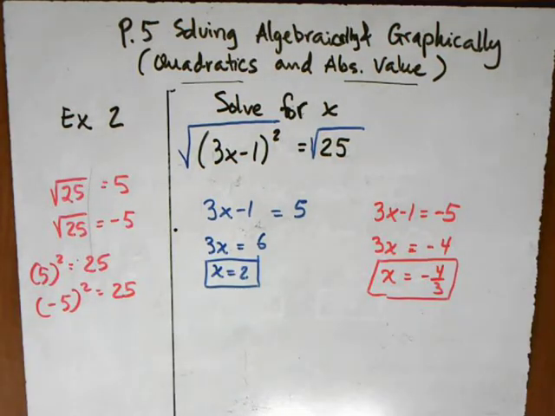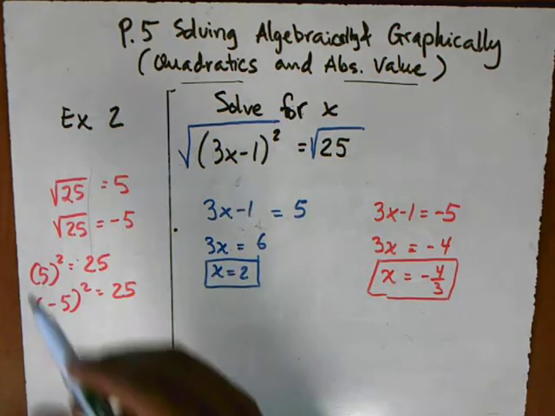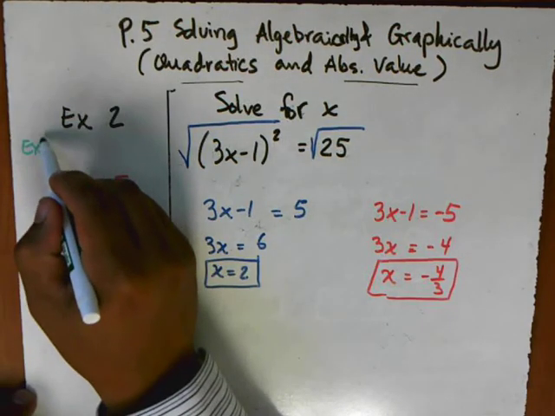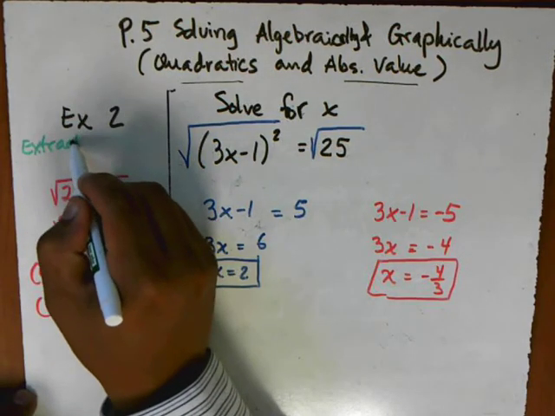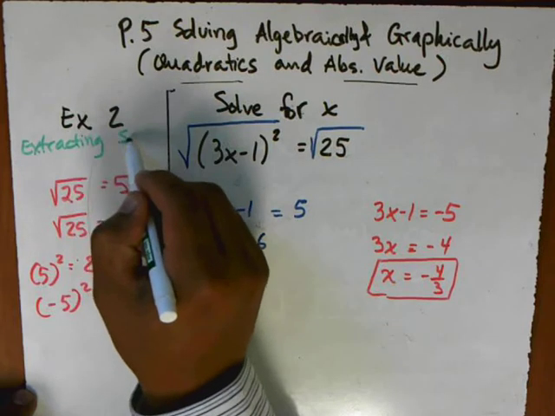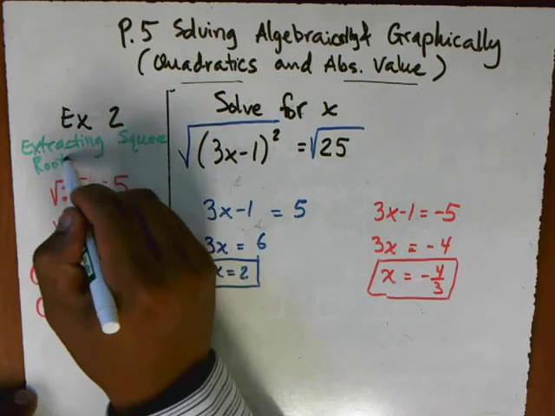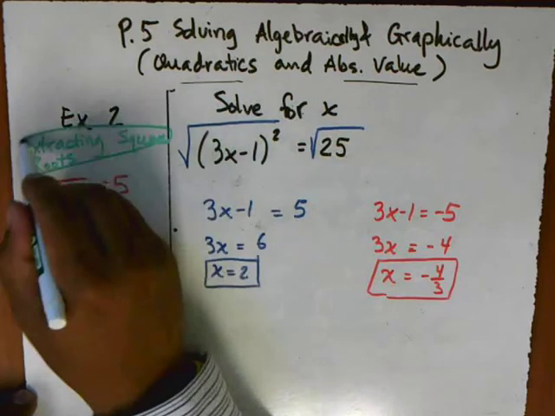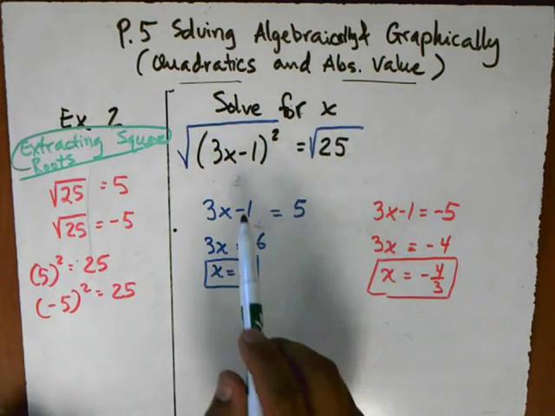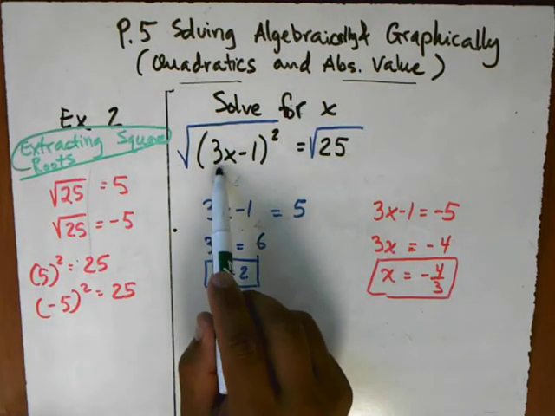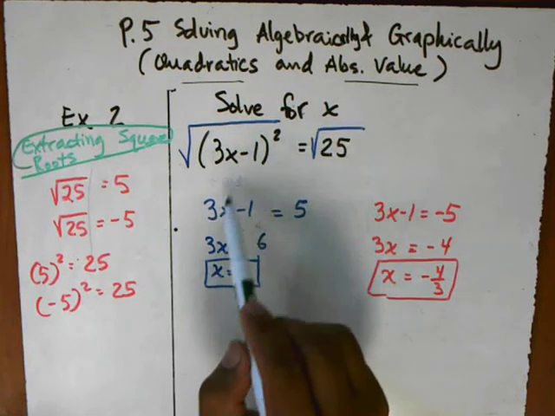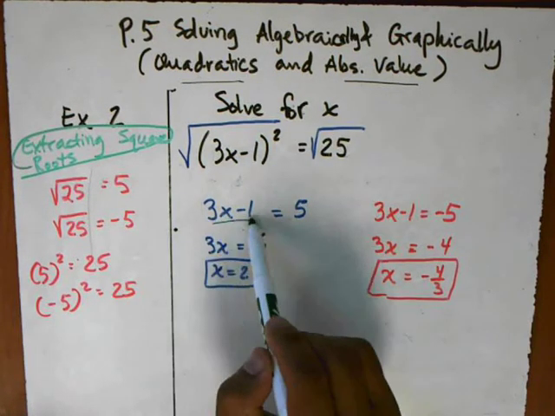And I'm going to make a note here. This is called extracting square roots. Because that's what we've really done here: we've got a beautiful perfect square on the left side. We take the square root of that, and that gives us a simple expression.